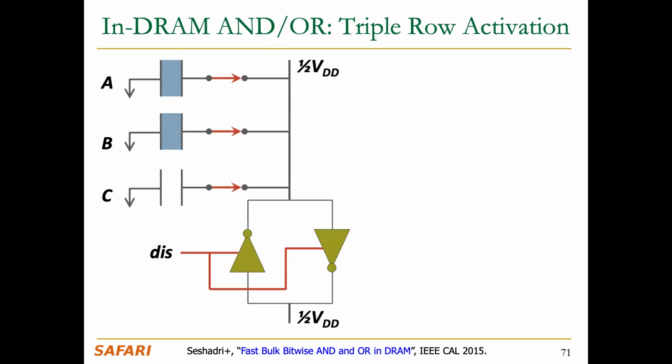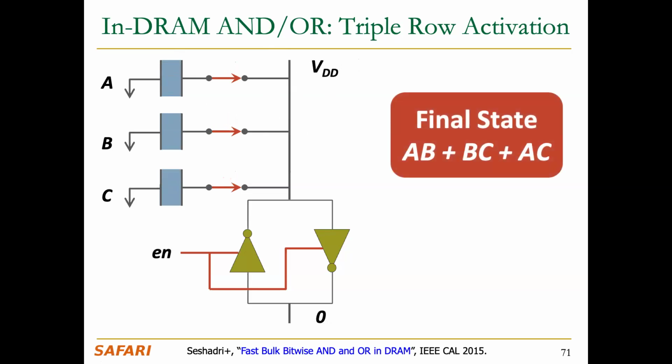And assuming an ideal circuit, if at least 2 of these capacitors are charged, you get the charge state at the end. If at least 2 of these capacitors are discharged, you get the discharge state at the end. Now, what is that? That's a bitwise majority function, right? That's a Boolean equation. This is actually computation, basically. By doing triple row activation, you're doing computation on rows A, B, C concurrently on 8 kilobits in a bitwise manner.